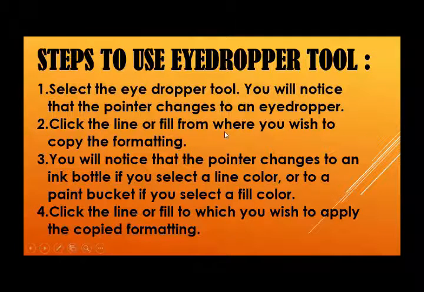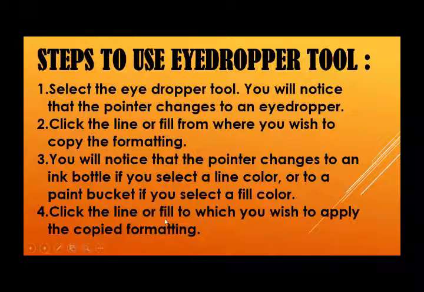Now, click the line or fill from where you wish to copy the formatting. Means that first you have to click the particular line that you have to format. Then you will notice that the pointer changes to an ink bottle if you select a line color. If you are selecting a line color, then it will be converted into an ink bottle or a paint bucket. Paint bucket is like the same one which we use in drawing paint.